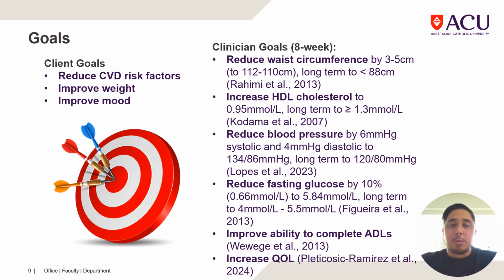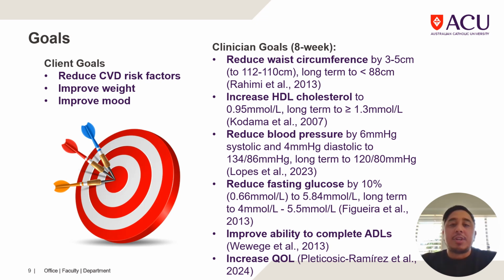Mandy is presented with 3 specific goals. These include reducing cardiovascular disease risk factors, improving her weight, and improving her mood. To achieve these goals, I've set 6 goals for her. These are to reduce her waist circumference by 3 to 5 centimeters to 112 to 110 centimeters, which will translate to a long-term goal of reducing her waist circumference to below 88 centimeters.